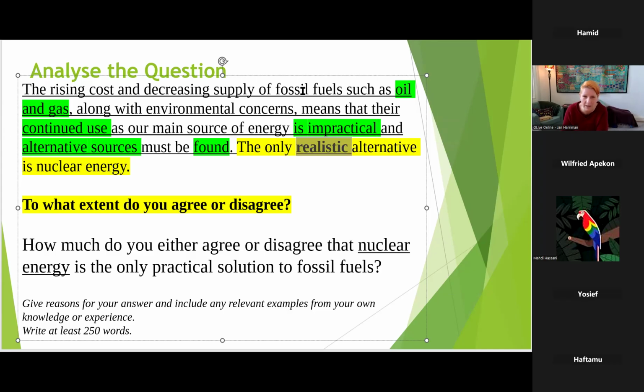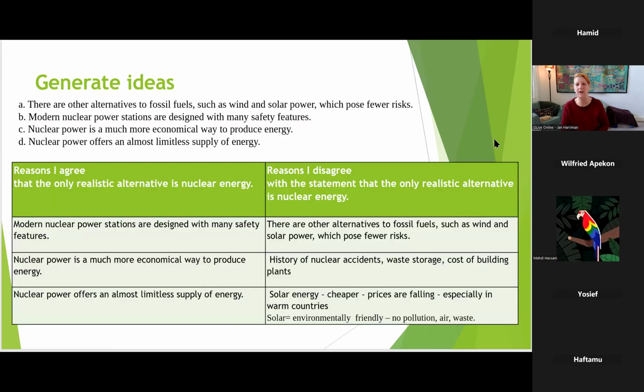So we've got to examine the question, find the background information, find the real question inside it, and then start putting our ideas down. Why do I agree with this statement? Why do I disagree with this statement? And then which of these would you write about?